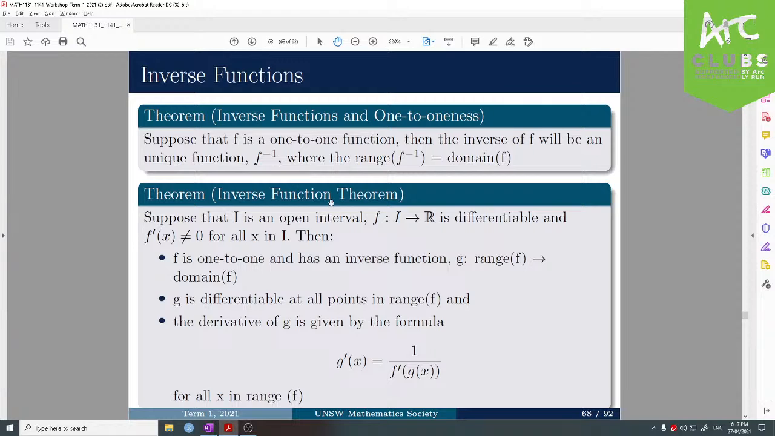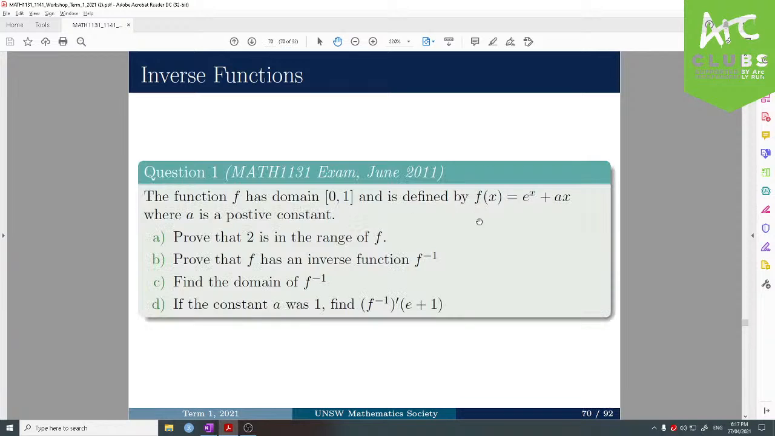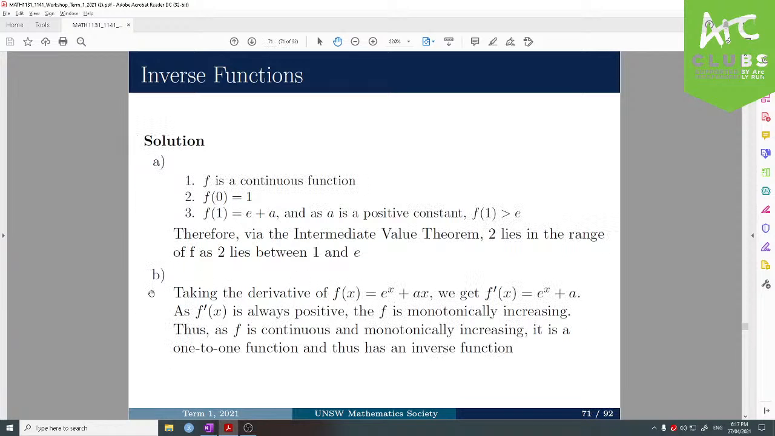So to check whether the function is monotonic or not, we will look at its derivative. In part B, as you can see here, when we take the derivative of f(x), we get f'(x) equals e to the power of x plus a, and that's just because when you derive the exponential, we get it back, and when you derive ax, you get a back. Now, since a is positive and the exponential function is always greater than 0, we have that overall this f'(x) is always going to be positive.